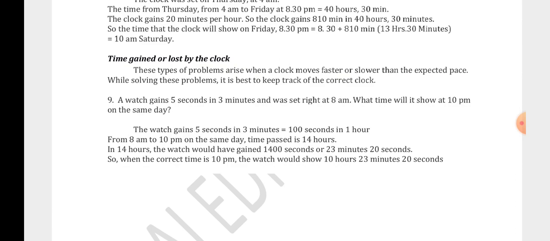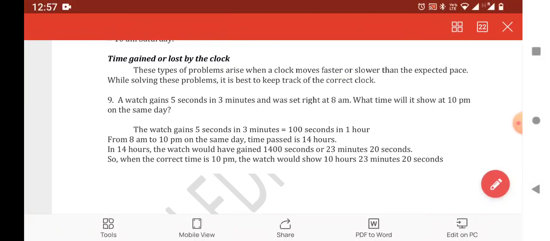From 8 a.m. to 10 p.m. the same day, 14 hours have passed. In 14 hours, the watch would have gained 14 into 100, that is 1,400 seconds. If we convert into minutes, we get 23 minutes 20 seconds. So when the correct time is 10 p.m., the watch would show 10 hours 23 minutes 20 seconds.